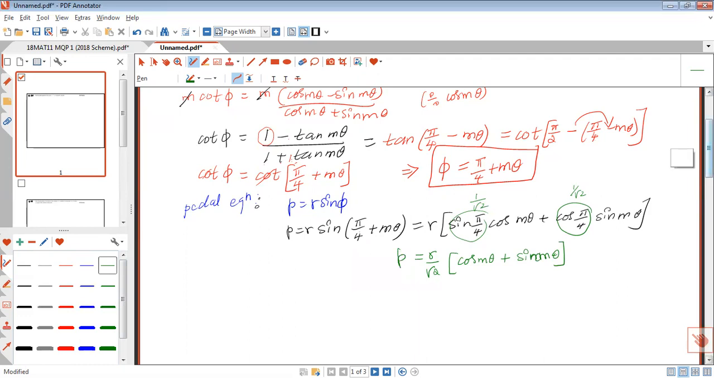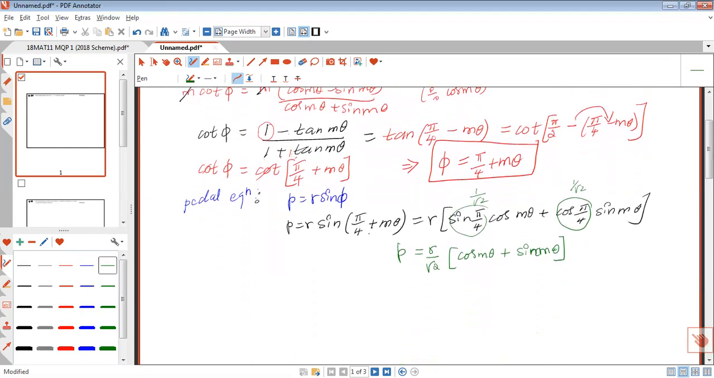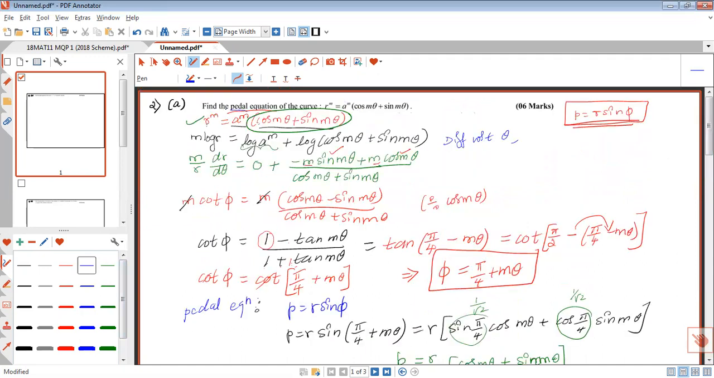Now, given curve is r to the power m is equal to a to the power m times cos m theta plus sin m theta. The value of cos m theta plus sin m theta is r to the power m divided by a to the power m. Right? So here r divided by root 2 as it is. The value of cos m theta plus sin m theta is r to the power m divided by a to the power m.